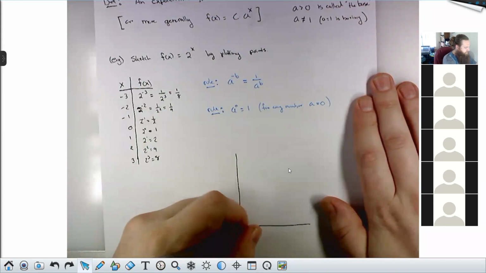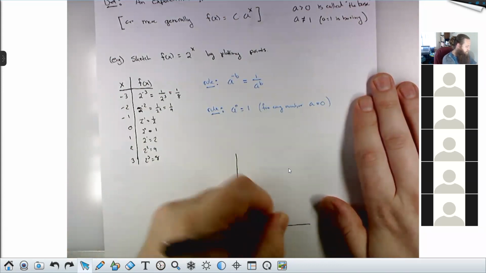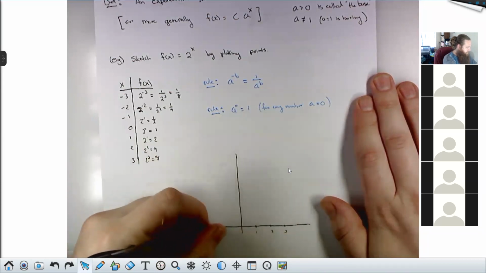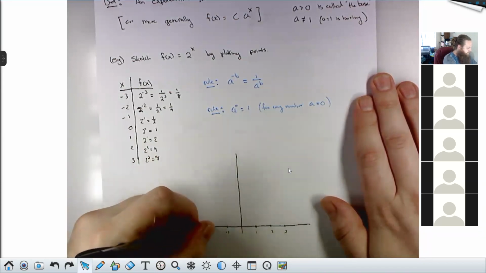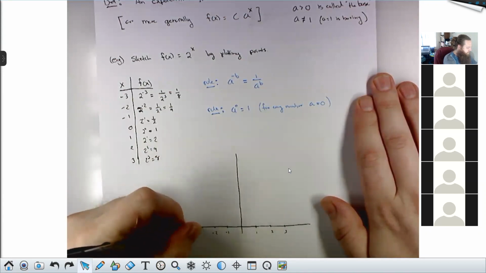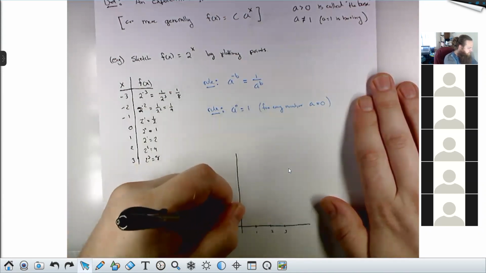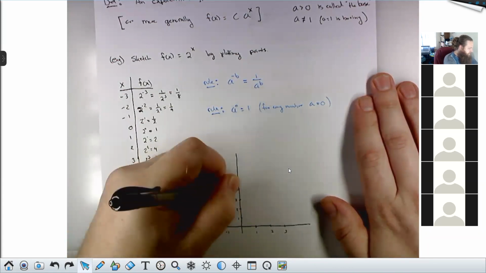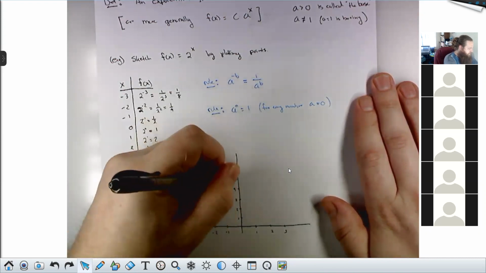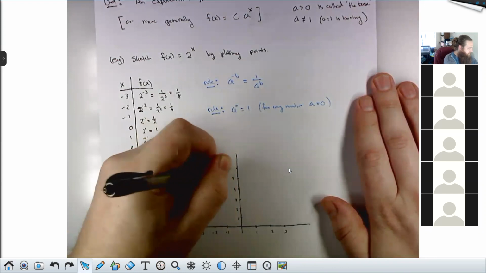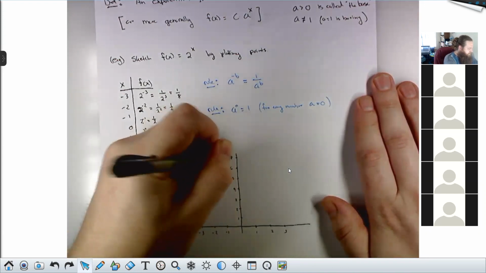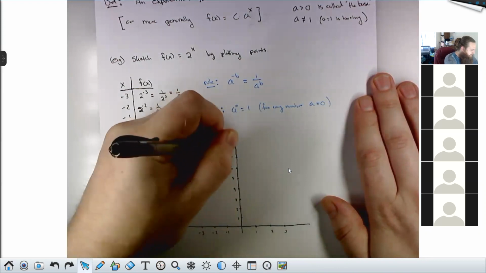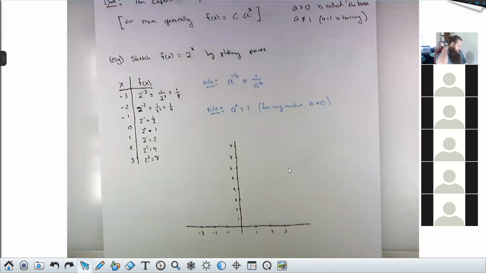Let's call this 1, 2, 3, -1. Two, 3, 4, 5, 6, 7, 8. A little bit taller to get to 8. Okay, the reason I'm being so careful with my scales here is to make a point.